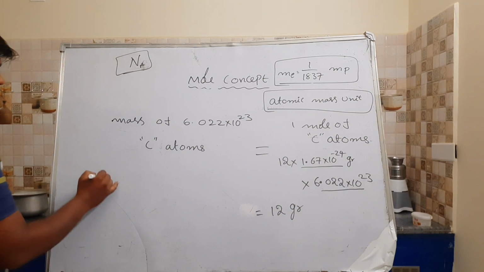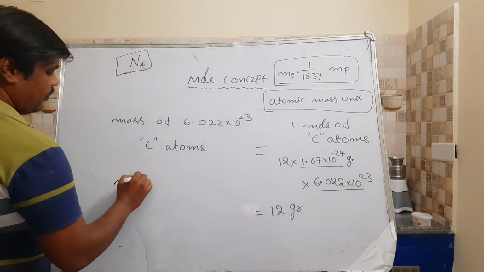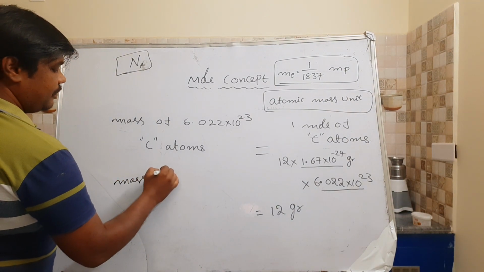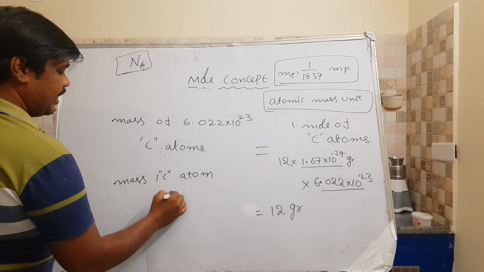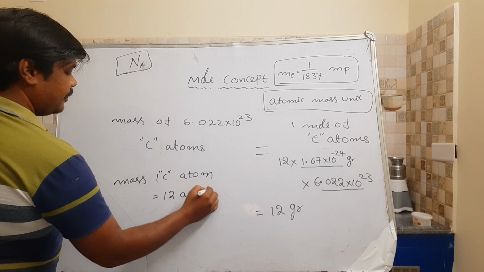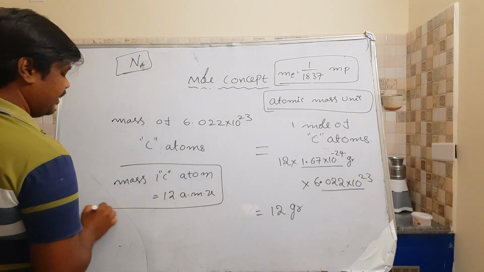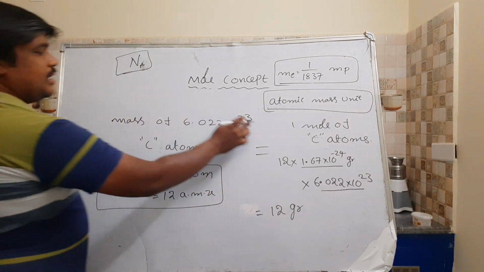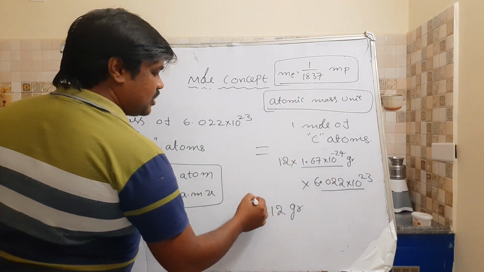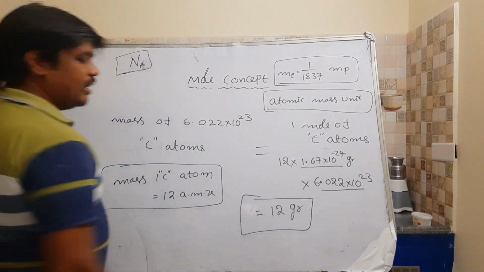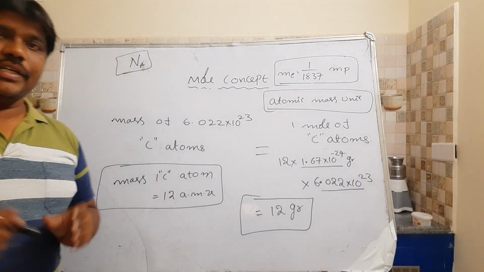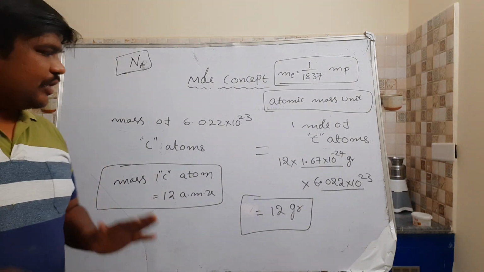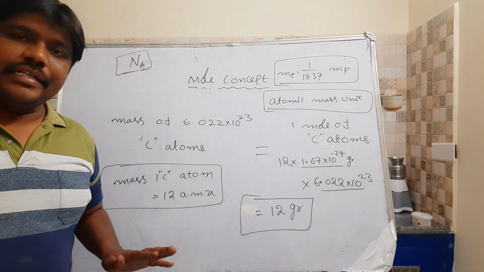The mass of one carbon atom is equal to 12 AMU. It is a small quantity. But the mass of 1 mole of carbon atoms is 12 grams. It is a huge quantity. Just keep this in your mind. Right? Getting my point? Very easy. No need to confuse.